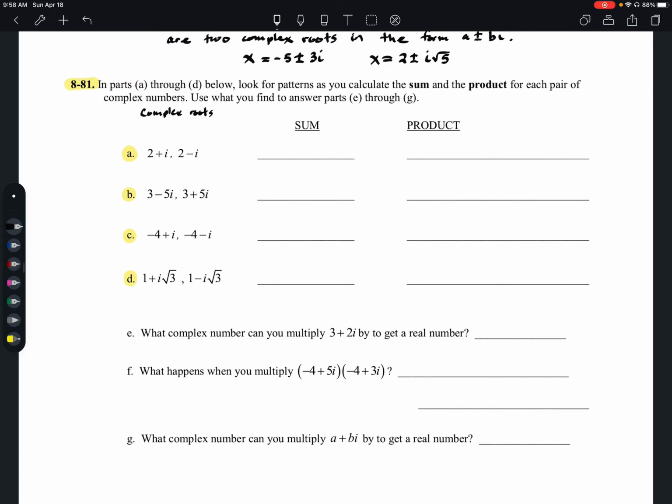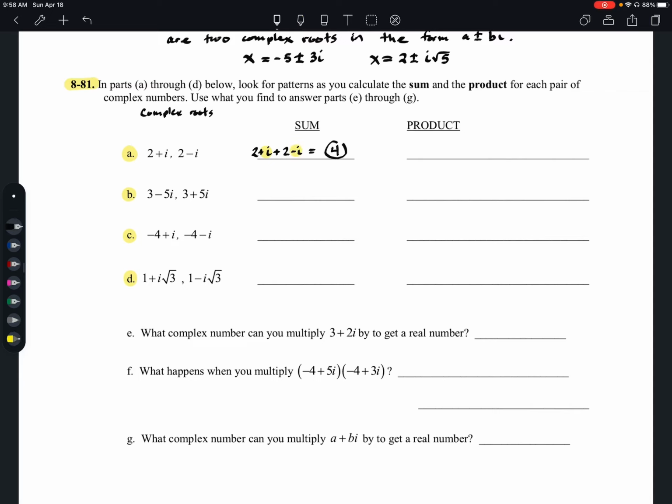Let's start with A. So letter A, I have 2 plus i plus 2 minus i. So when I add those together, I'm looking at the fact that my positive i and my negative i will cancel out, and I know that 2 plus 2 is 4. So my sum right here for that first one is 4.